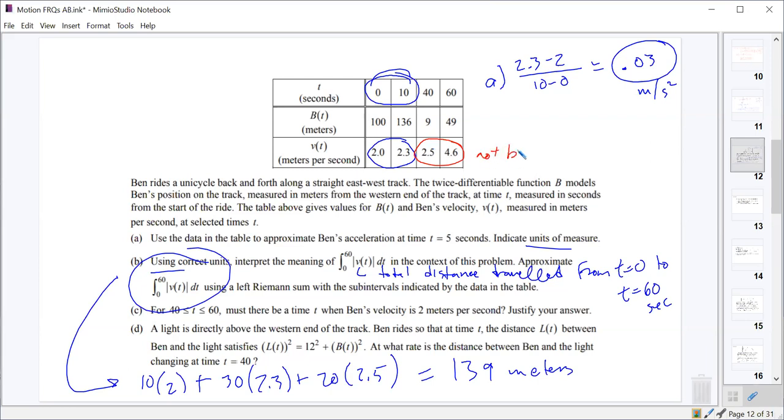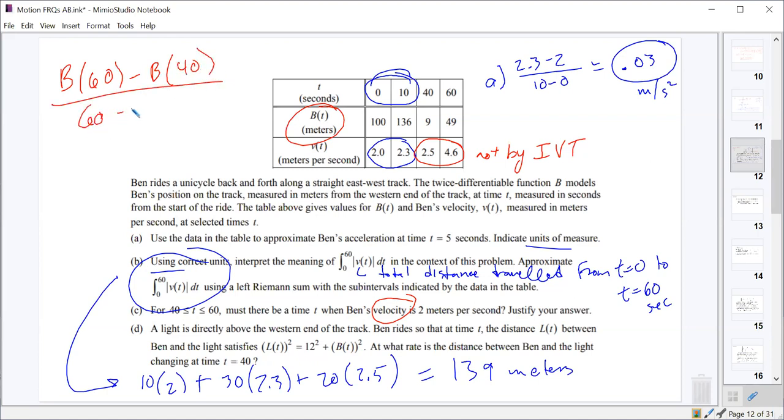So not by the IVT. But we also have to check with something whose derivative, if we have that function available, is the velocity. The function whose derivative is the velocity is the position equation, b of t. So we will look at the average rate of change of b: b of 60 minus b of 40 over 60 minus 40, and discover that that is 2. 49 minus 9 is 40, over 20 is 2. So the average rate of change that he had between 40 and 60 was 2.